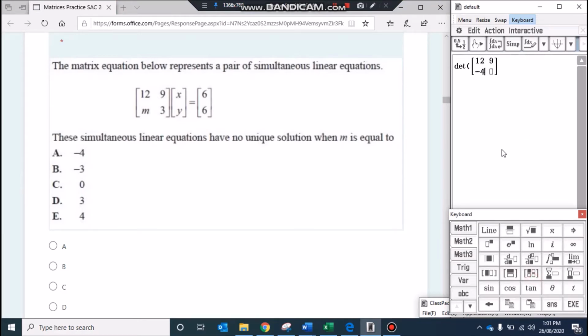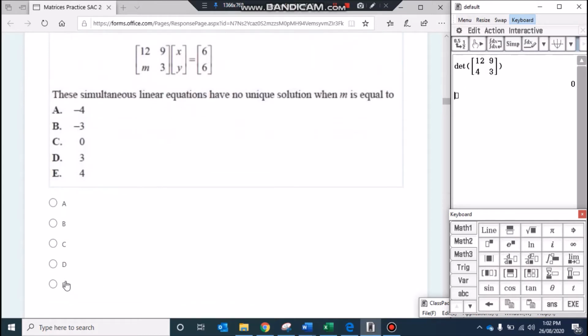Let's try our first option, -4. All right, that's not 0, so that's not going to work. Nope. Nope. Yep, finally. So the only number out of these ones for m was 4. That gave you a determinant of 0. So that's how you get your answer E.